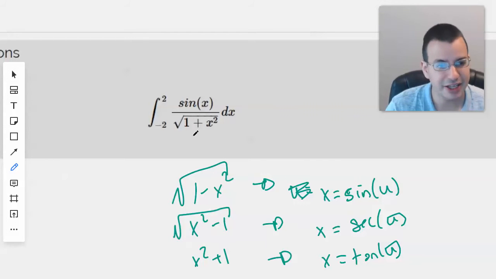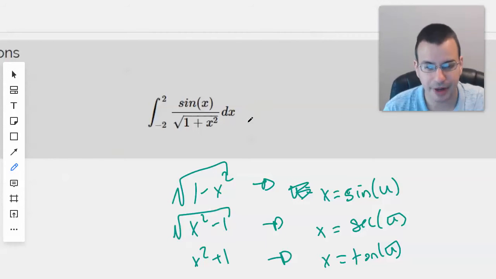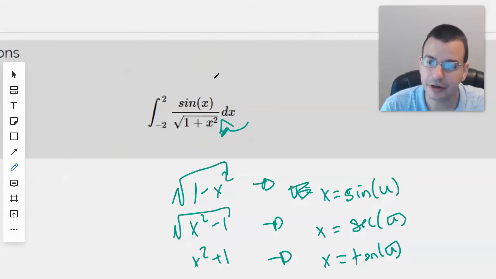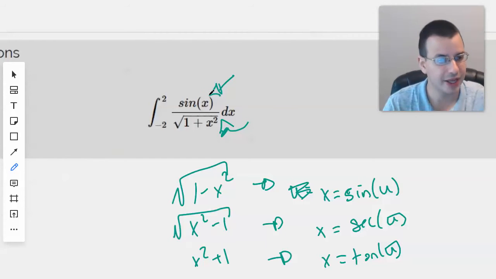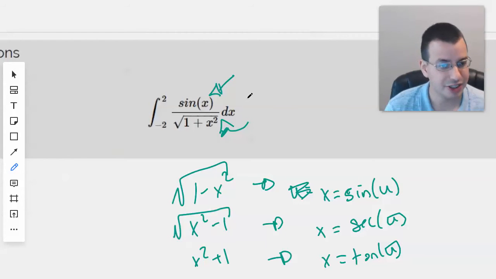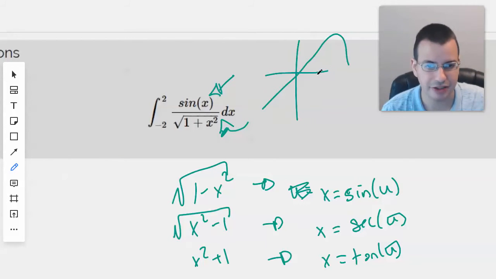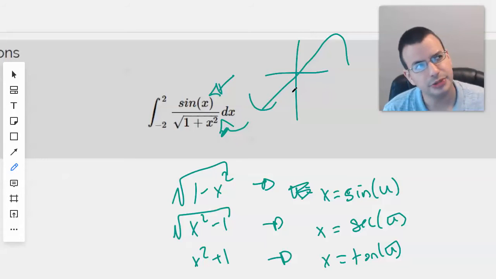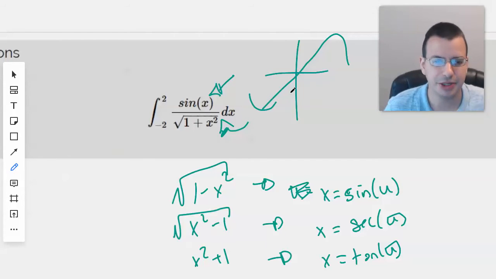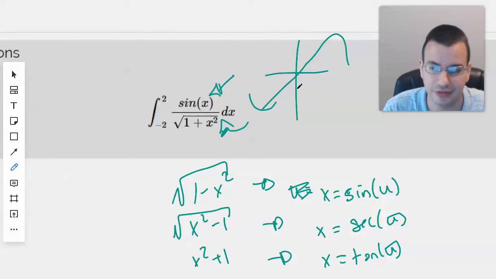The idea here is that as x progresses from negative to positive, this denominator will stay the same. It will stay positive. Sine of x, though, will go from negative to positive, varying based on where x happens to be. Specifically, from -2 to 2, it goes from negative to positive, probably something like this. So this is an odd function. It will be mirror imaged along the x equals 0, or y-axis.